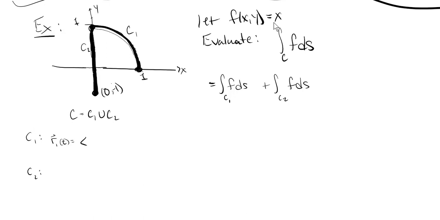I'm going to use sine and cosine. Remember, you just want the coefficients on the sine and cosine to be the radius that you want to cover, so in this case 1. And this will be valid for t between 0 and pi halves, because those are the angles that this C1 curve covers, 0 up to pi halves.